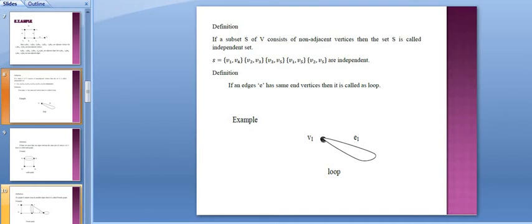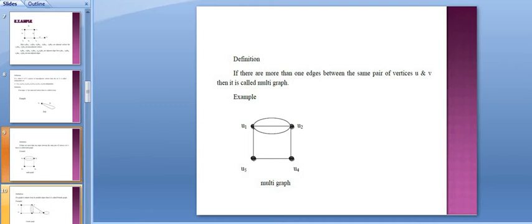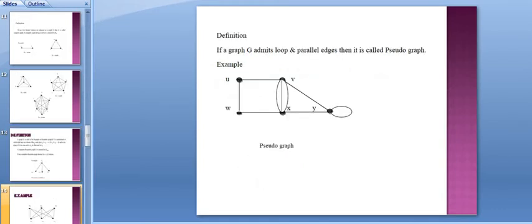Next one is a definition of a loop. If an edge e has the same end vertices, then it is called a loop. This is an example for a loop. Next we have a definition of multigraph. If there are more than one edges between the same pair of vertices, then it is said to be a multigraph. This is an example for a multigraph. Next one, pseudograph. If a graph admits loops as well as parallel edges, then it is known as a pseudograph, and this is an example for a pseudograph.